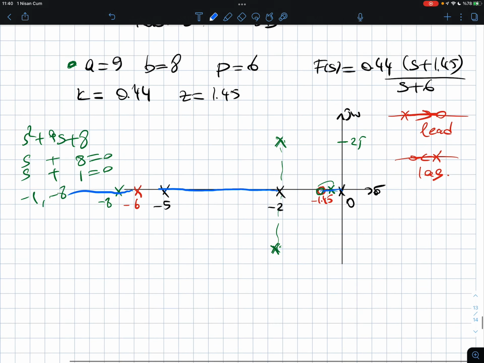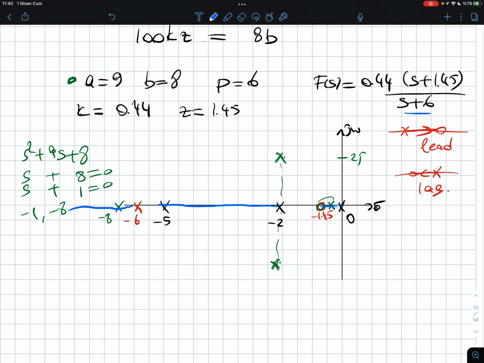But okay. We have also a pole at minus 6. Because we are adding one pole at minus 6, I somehow forgot about that. So, this one goes left. There, these are the branches. And then we will have a breakaway point here, and that'll go through this here, something like this. I'm not really good at plotting this.